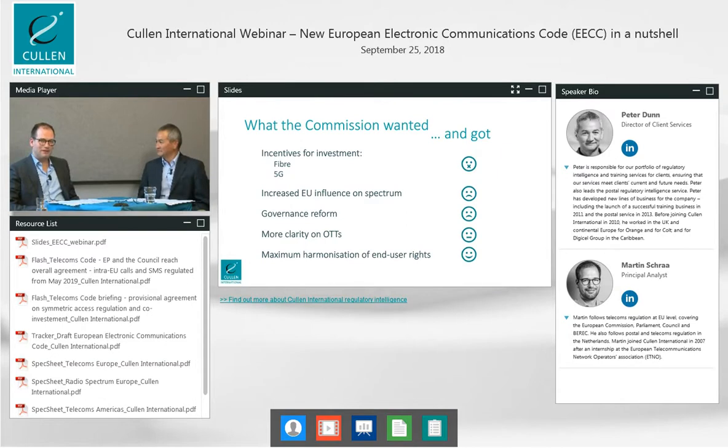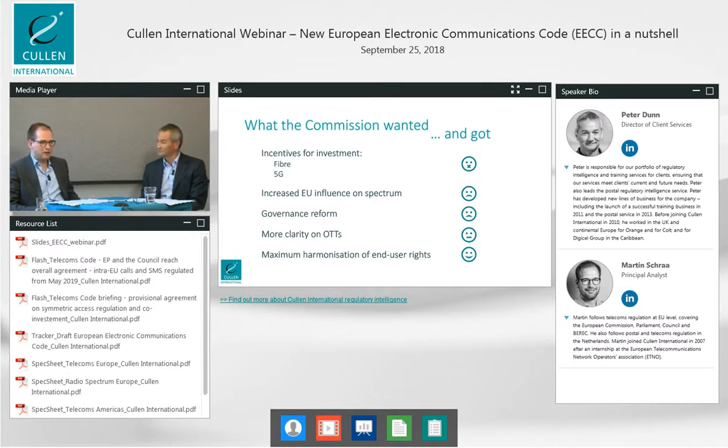So let's wrap it up. What we think we have seen in terms of trends and conclusions is that the Commission in several instances did not quite get what it wanted. On one of the most important issues, the incentives for investment in fiber and 5G, the jury is still out. We will simply have to see whether the elaborate procedures create an interest and how it will work in practice. So we'll have to see about that.